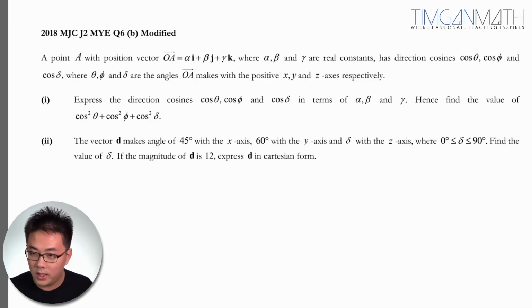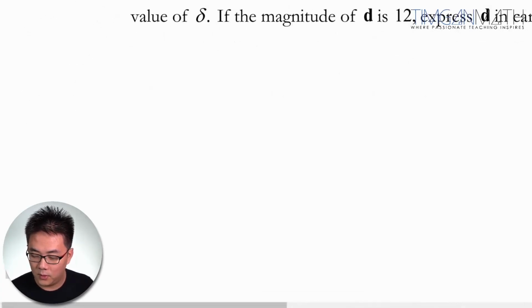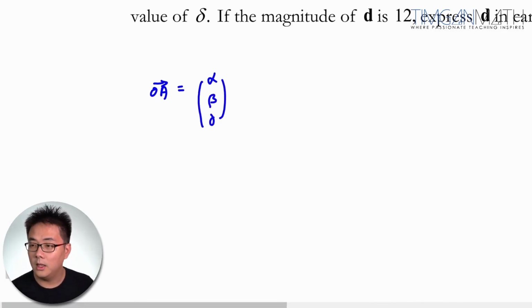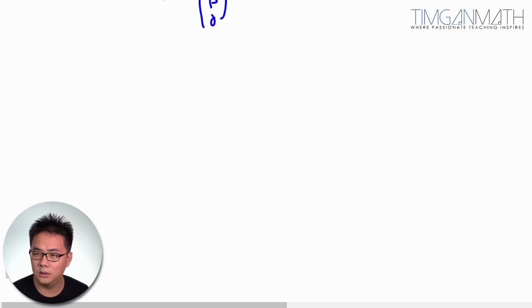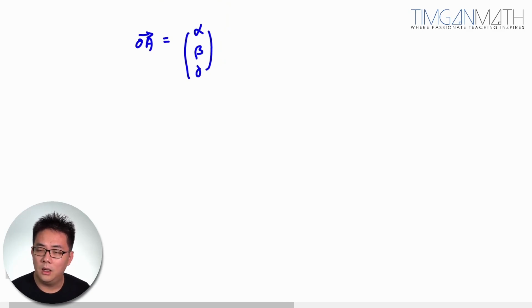You're given OA is alpha i plus beta j plus gamma k. So I'm just going to write this now: OA is equal to alpha, beta, gamma. And you're given that the direction cosines are cosine theta, cosine phi, and cosine sigma, the cosines of the angles the vector makes with the positive x, y, z axes.